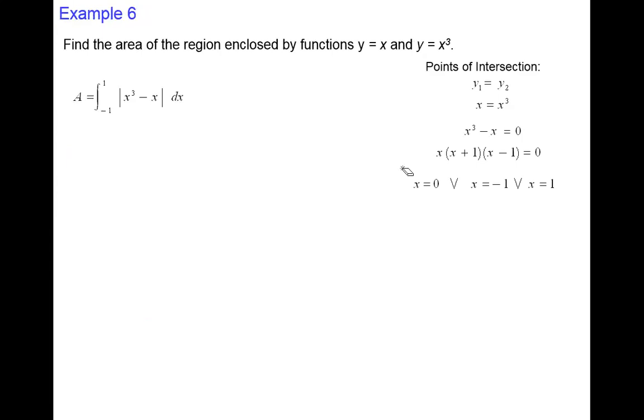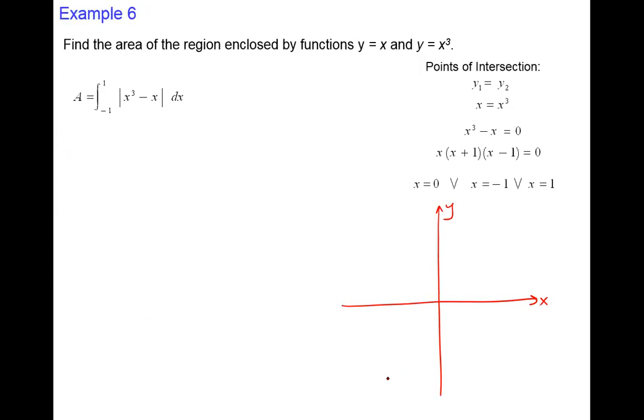Since we have 3 points of intersection, most likely the curves x and x cubed are changing position. On one of the subintervals, function x is on the top, and on the other one, function x cubed is on the top. So we have to get the difference between negative 1 and 1 of x cubed and x, but we have to know how they behave. And this one is easy to integrate with respect to x, of course.